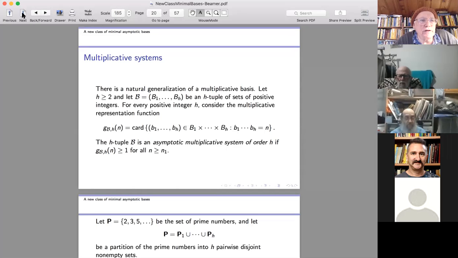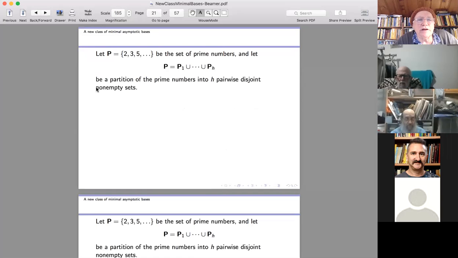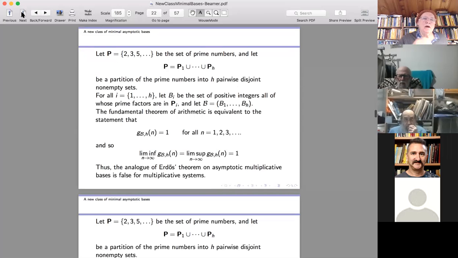So here's a very simple example of a multiplicative system. Take the prime numbers, partition them into h pairwise disjoint non-empty sets. And for each i from 1 to h, let B_i be the set of positive integers, all of whose prime factors come from the set capital P_i. So an equivalent statement of the fundamental theorem of arithmetic is that every integer can be written as a product of h numbers, one from each of these sets, and in a unique way.